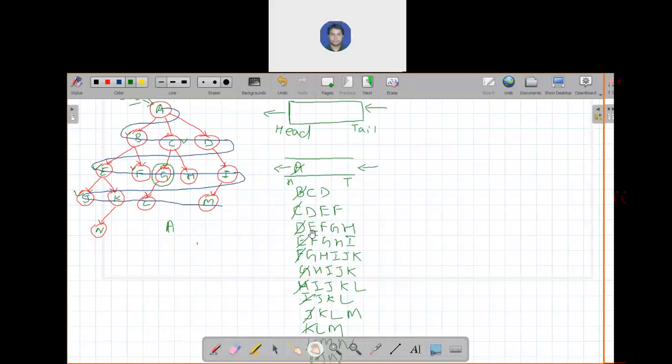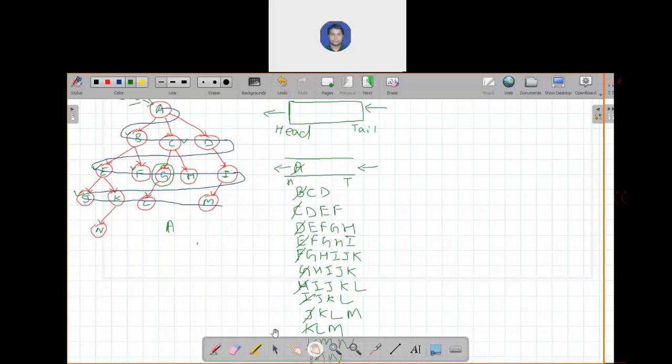Then from D you can move to I, so enter this element from the back of the queue, and from the F you can go to this state F. You can see there's no state, so you cannot add anything.